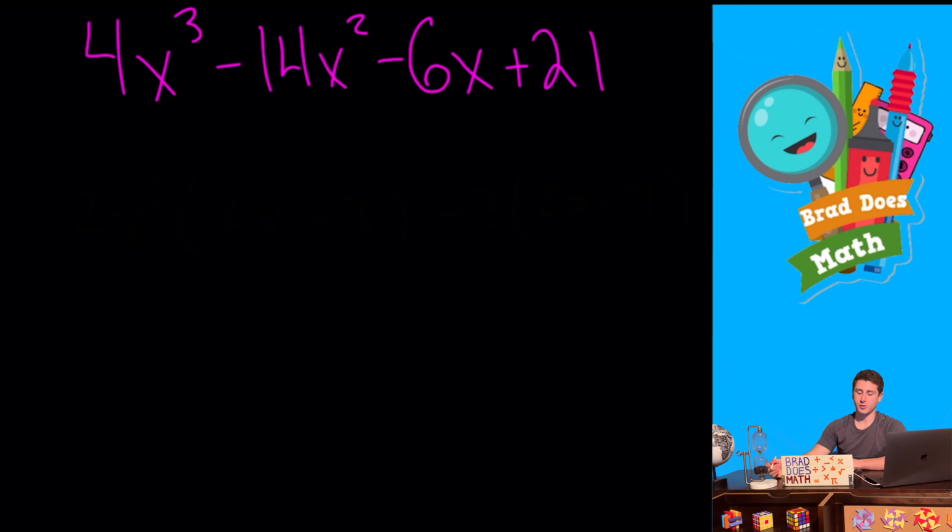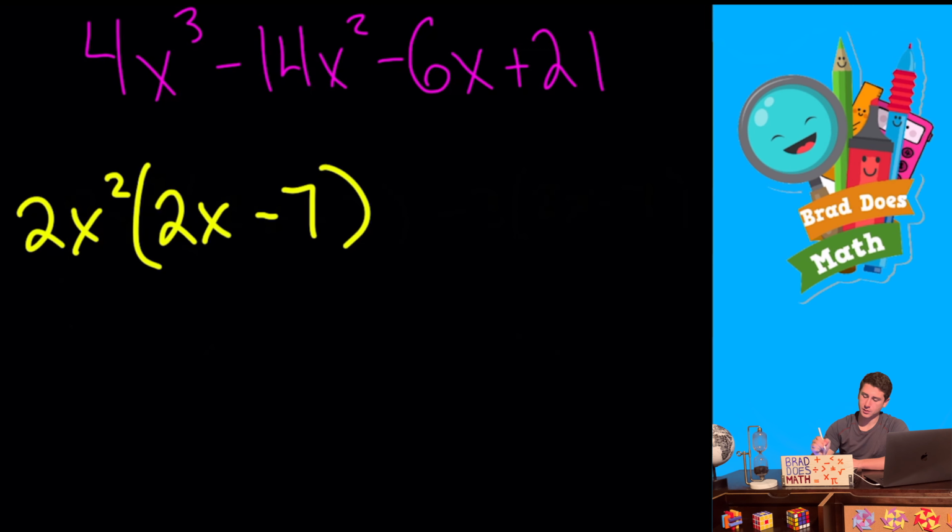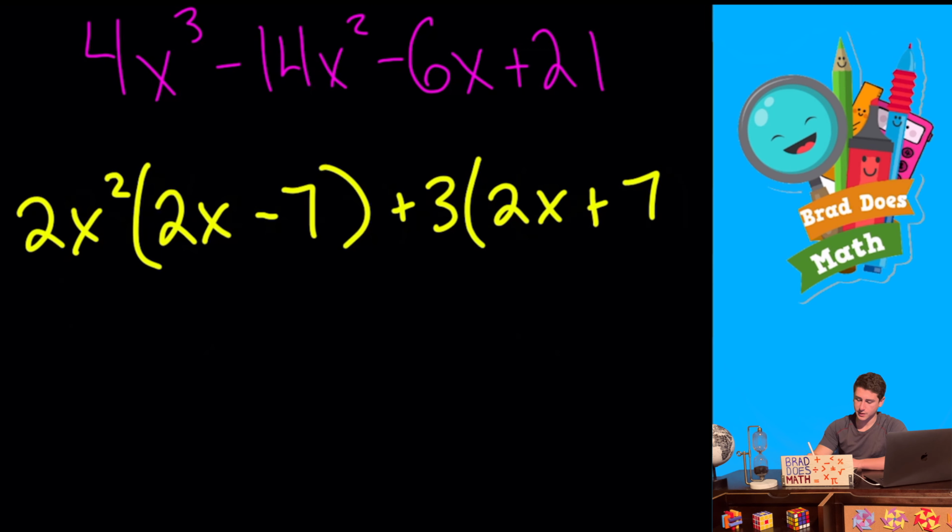One last grouping problem. So I will approach it the same way. Factor these two guys, factor these two guys. So when I take out a 2x squared from the first two terms, I will have a 2x minus 7. And then when I take out a 3 from these two guys, if I take out a positive 3, I will have a 2x plus 7. Actually, a negative 2x plus 7.